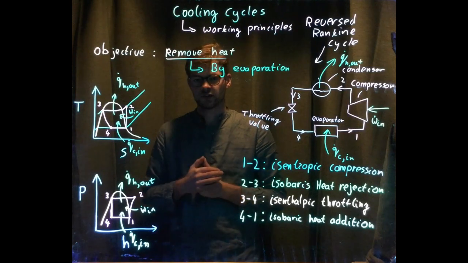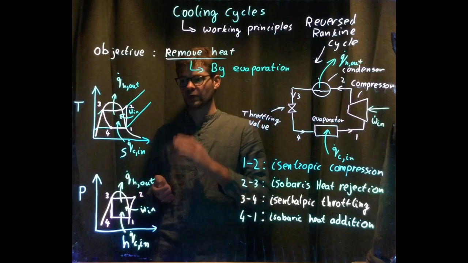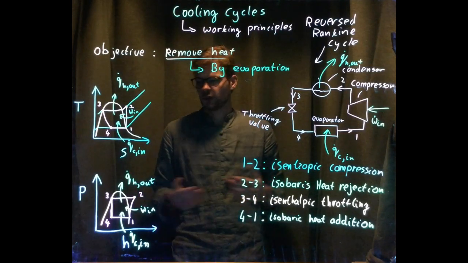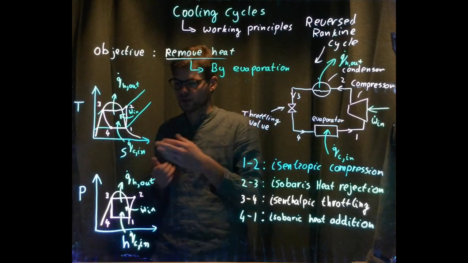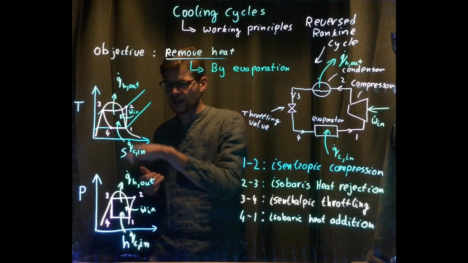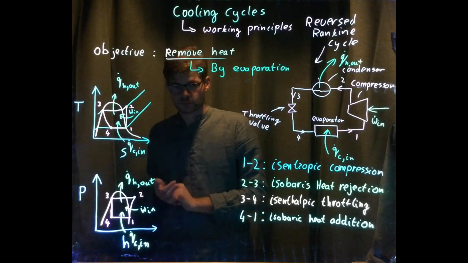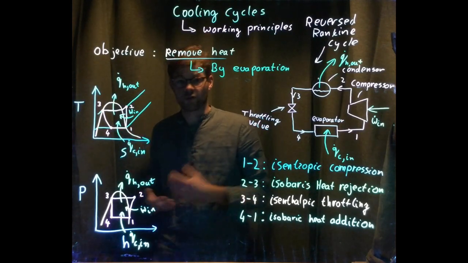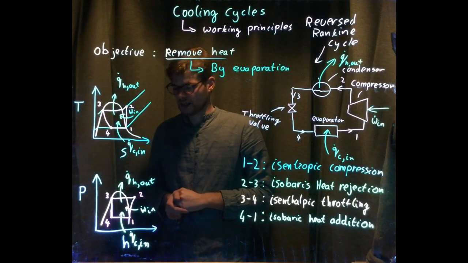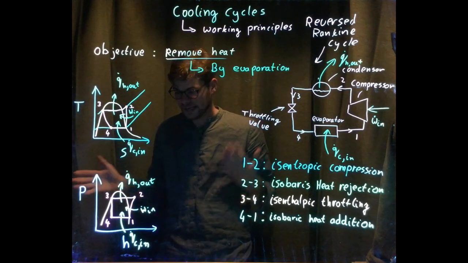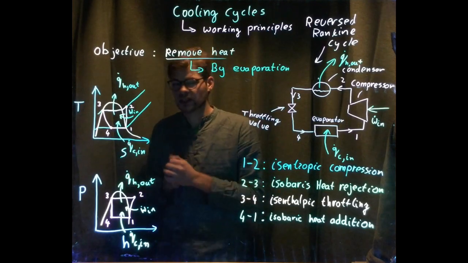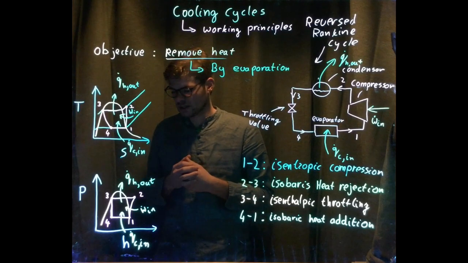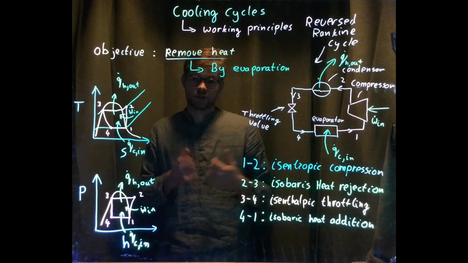There's one thing that needs to be mentioned, and that's about the working fluid. And the working fluid is usually a fluid which evaporates quite easily at this lower temperature. So, for instance, refrigerant 134A is used, but in the industrial processes, different fluids are used for the refrigeration side.